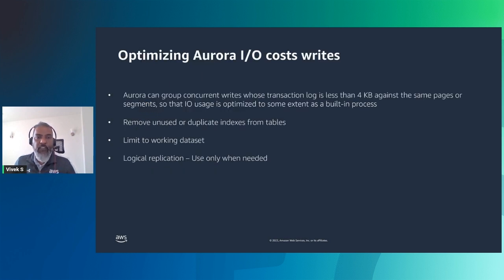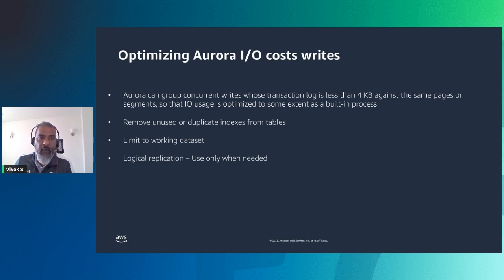Next, how can we make sure that we are optimizing our write IO? Make sure that you have consistent writing so that Aurora can group the write activity in the shape of 4 KB. Remove any unused and duplicate indexes. There is an impact from these.